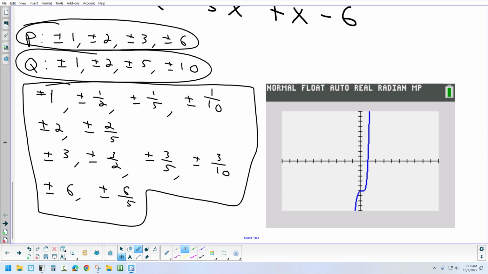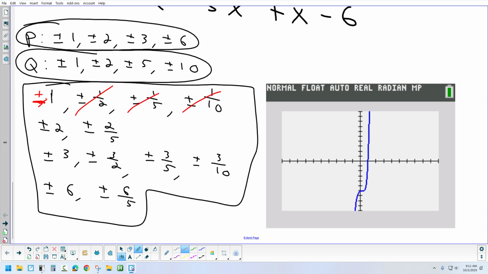Is it possible that this crosses at negative 1? No. How about positive 1? Okay, maybe. So let me just fix my symbols so you can read them. I'm going to cross out the negative 1. That one doesn't make sense. How about positive or negative 1/2? Does it look like it could cross there? No. How about positive or negative 1/5? No. Positive or negative 1/10?